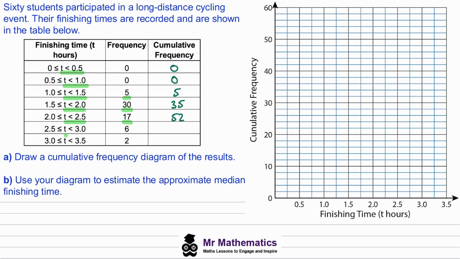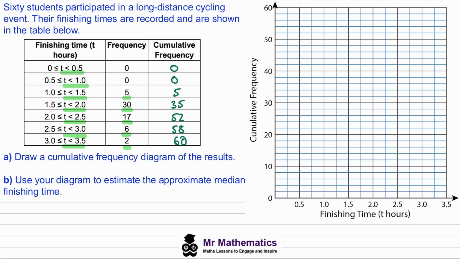And then the total number of runners who finished in less than 3 hours, which will be including the 6, so the cumulative frequency will be 58. And then the number who finished in less than 3.5, that includes the 2, which is our entire sample. So this will be 60.